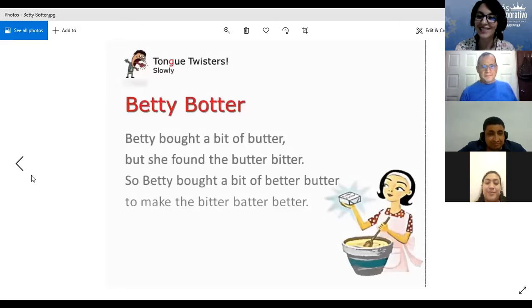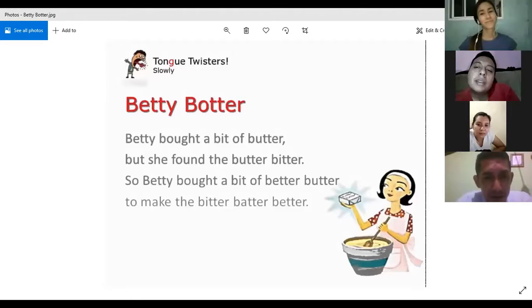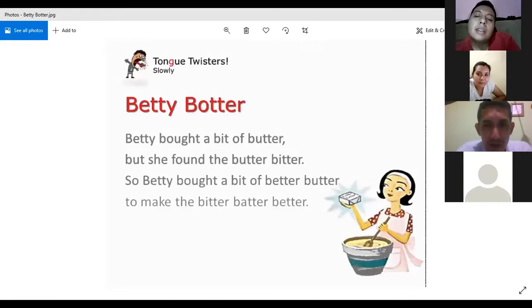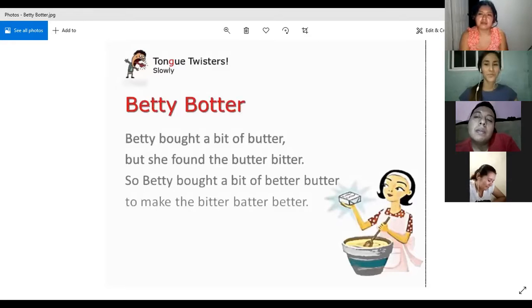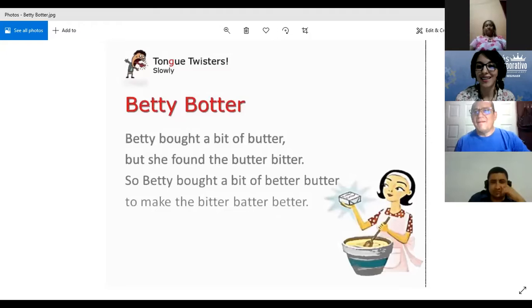Okay, now it is your turn. Who would like to start? Is there a volunteer? ¿Hay algún voluntario que le gustaría empezar? Va a ser dos veces, una slowly, una lentamente, y la otra va a ser más rápido. Like fast and furious. Okay, Mirna. Yes, let's go with you.